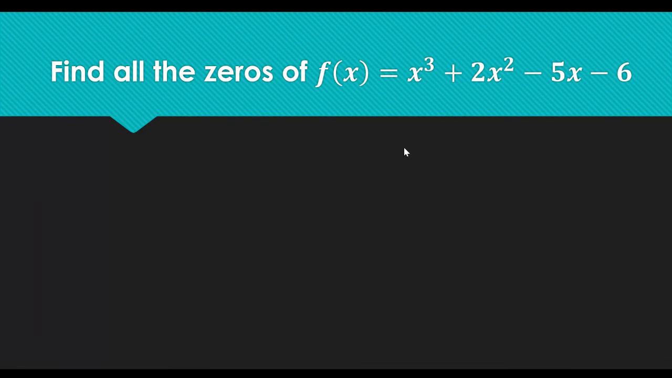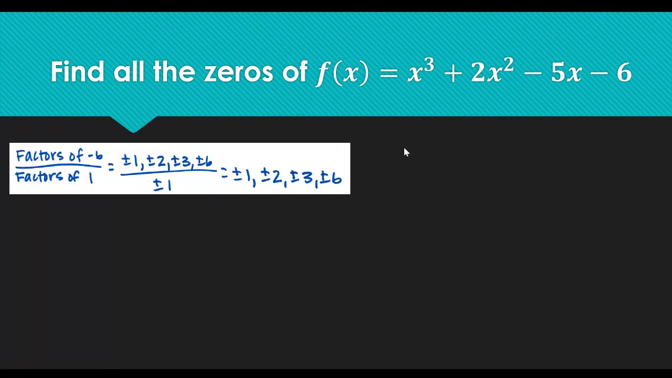So the first thing we're going to do is find those possibilities. So we put factors of -6 over factors of 1. There's that invisible 1 there. So factors of 6 would be 1, 2, 3, and 6. Factors of 1 are just 1. So 1 divided by 1, 2 divided by 1, 3 divided by 1, 6 divided by 1. So my possibilities are plus or minus 1, plus or minus 2, plus or minus 3, plus or minus 6. So I've got lots of choices.